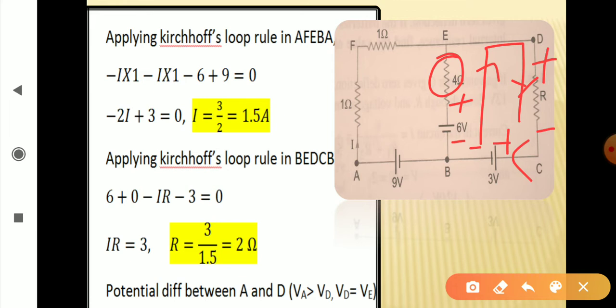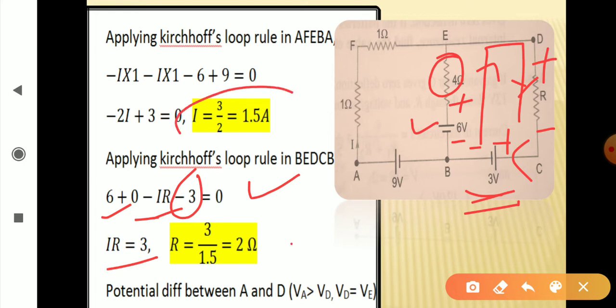So for the plus 6 volt battery, you will get plus 6. For 4 ohm, we get 0. For resistance R, we get IR. And for the cell of 3 volt, we are moving from higher to lower, that is a fall of potential. This is equal to 0. Simplifying it, IR is equal to 3, or R is equal to 3 upon 1.5. The value of current is already given, known to you. So R is equal to 2 ohm.